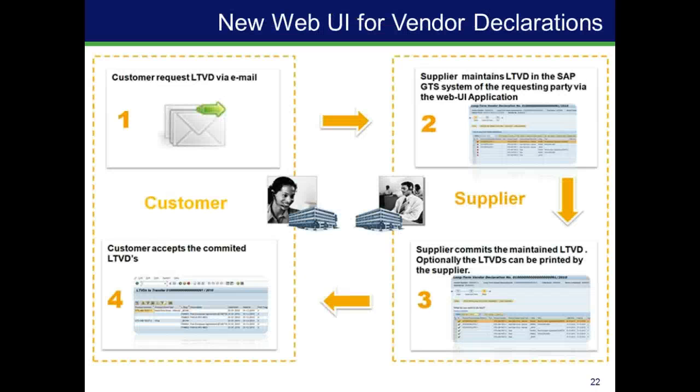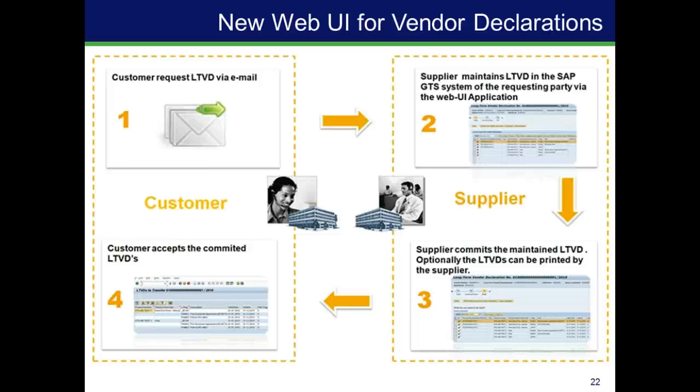We also have the new web user interface for vendor declarations. So this process highlights how the web user interface could be used to capture vendor declarations from your supplier base. So you could have a customer request for a long-term vendor declaration be sent via email. So you, as the customer for the vendor, would send that. The supplier would maintain the vendor declaration in the GTS system via this web user interface application, so you'd have to set them up with some access to do that.